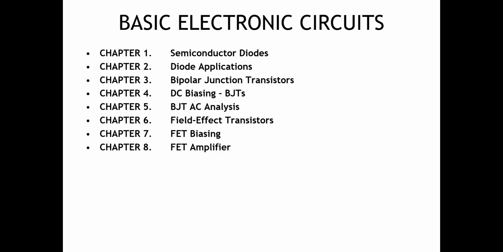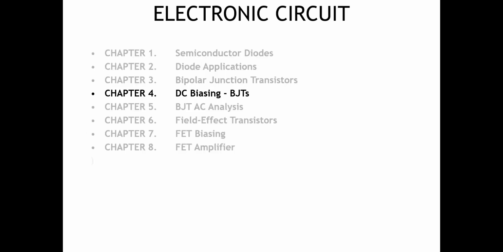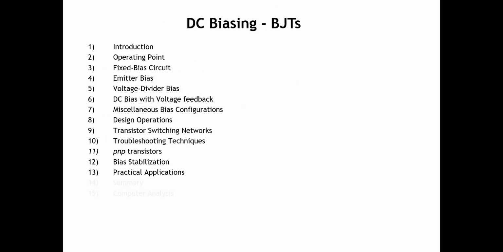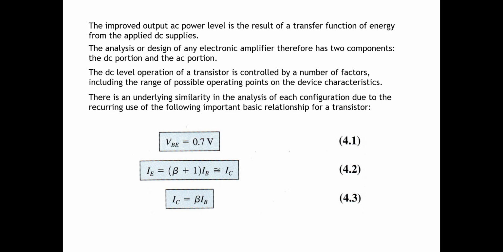Today we continue chapter 4 about DC biasing BJT. After we learn about the basic BJT, today we will learn how to turn on the BJT in the circuit. As we know, the function of the BJT is amplification. So it means that we amplify the AC signal.